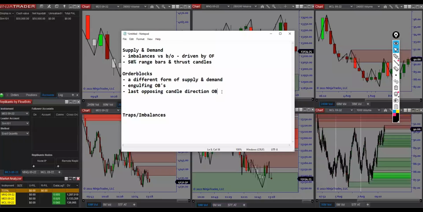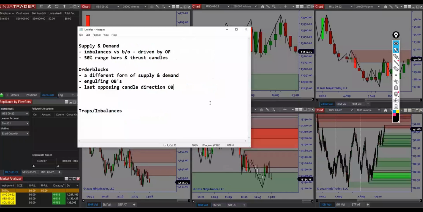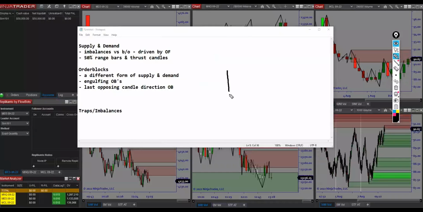But what an order block is: if you have a down bar, and then you have an engulfing bar that surpasses the other bar, that's an engulfing order block. So you say, well, it's an engulfing candle. Yes, it is an engulfing candle, but it's considered an order block based on location.